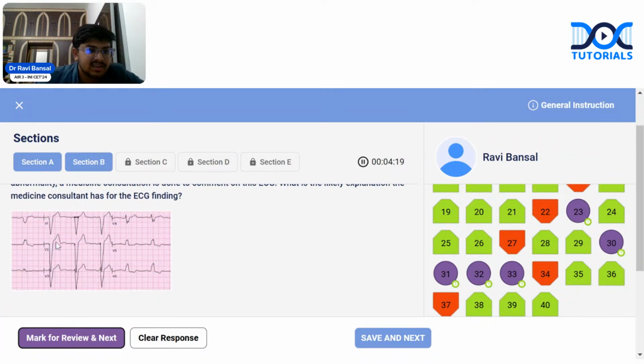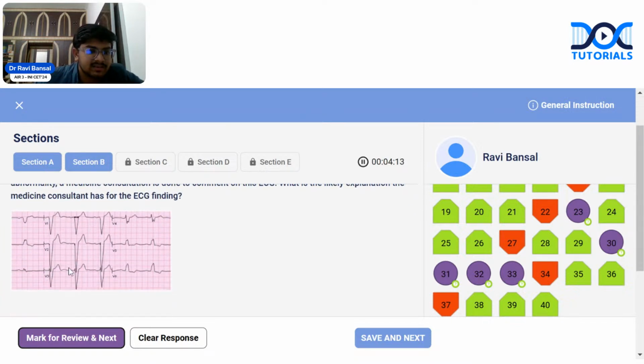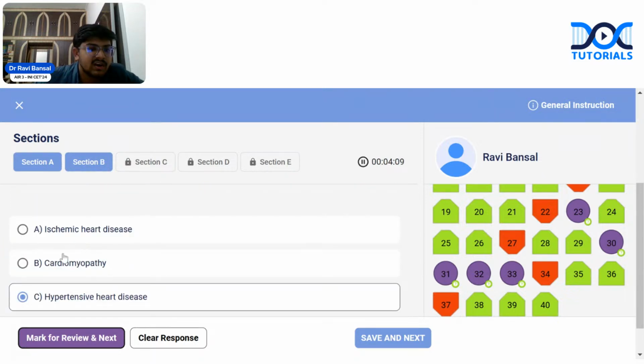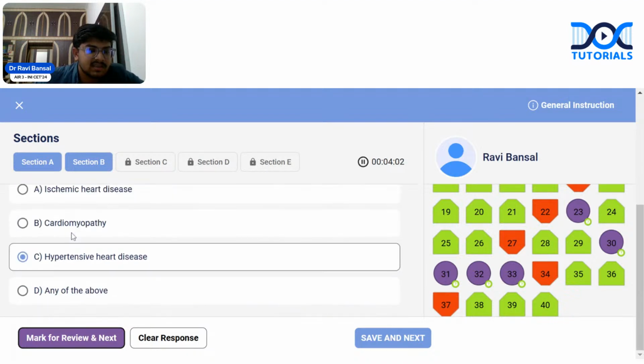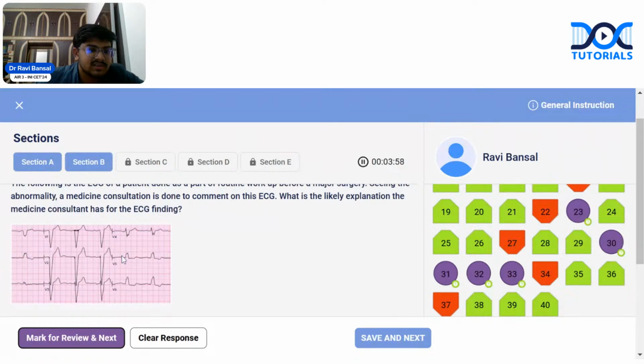I'm not seeing the ST segment. ST segment elevation is seen in this condition, but they have not given chest pain or anything like that. This is just a normal routine investigation before the surgery. Cardiomyopathy is out. Ischemic, looking at the ECG, it feels like it is ischemic heart disease. And hypertensive, I'm not sure what the ECG looks like in hypertensive heart disease. But they have given ST segment elevation.